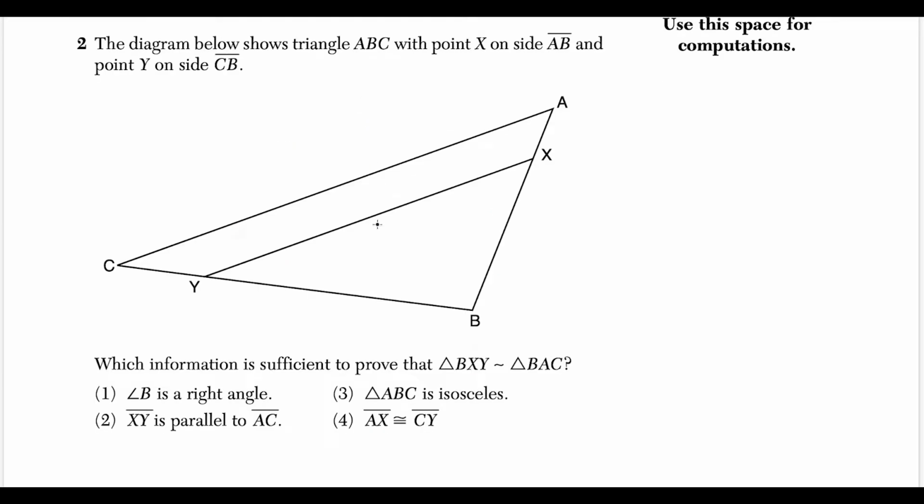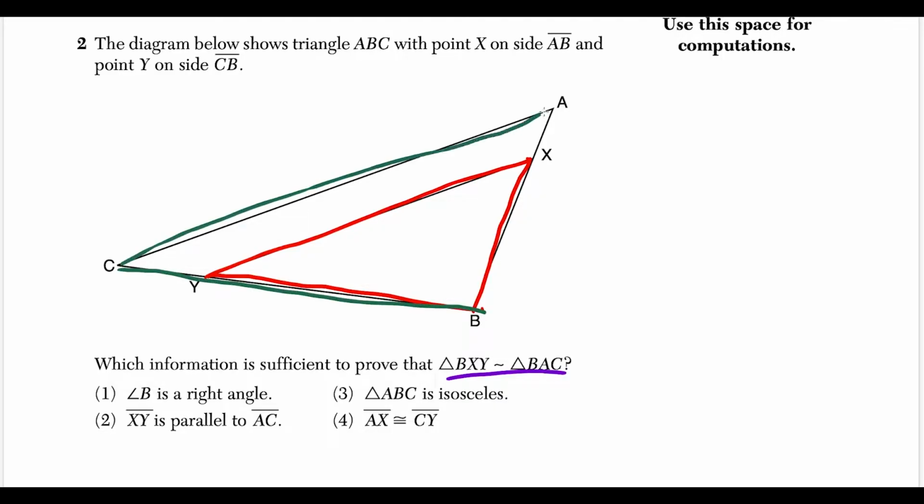So question 2, we have triangle ABC, X is on side AB and Y is on side CB. And we want to know which information is sufficient to prove that these two triangles are similar. So we have BXY, which is this triangle here, B to X to Y. We want to see which information we need to prove that this triangle in red is similar to this triangle here in green.